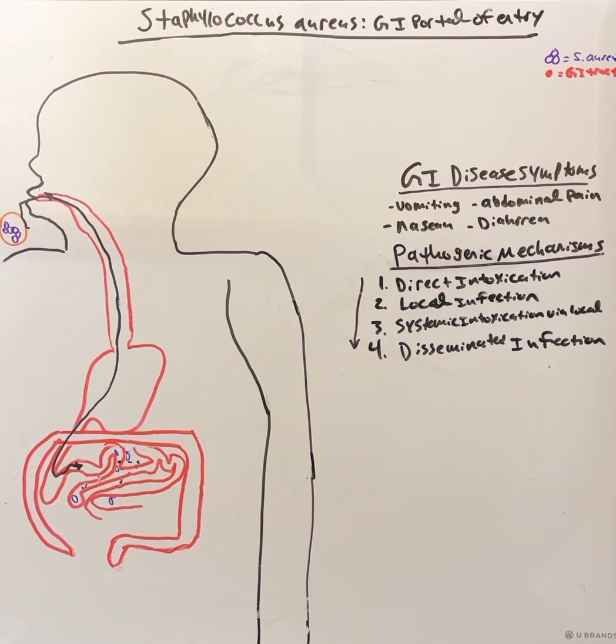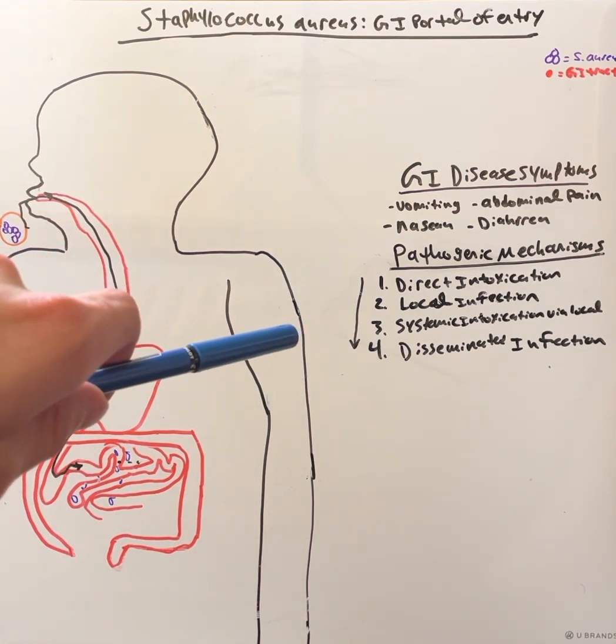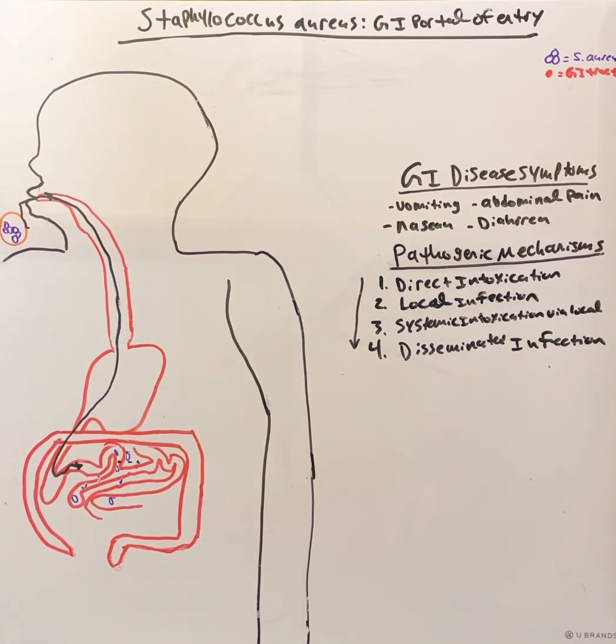Again, this is the GI portal of entry for Staphylococcus aureus as opposed to the cutaneous portal of entry. Pathogens have a number of ways in which they induce disease with GI portals of entry. They are outlined here. There are 4 of these pathogenic mechanisms that were detailed in this last unit of the semester: direct intoxication, local infection, systemic intoxication via local infection, and disseminated infection.